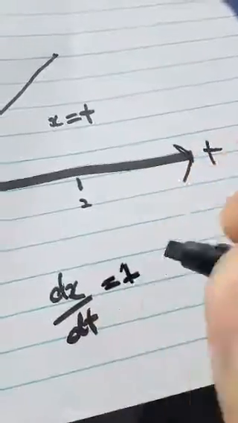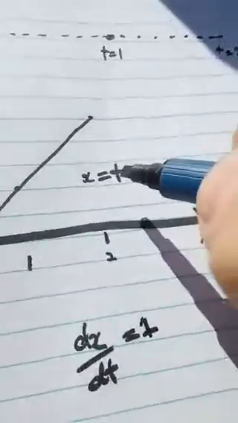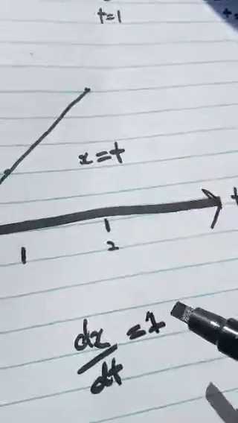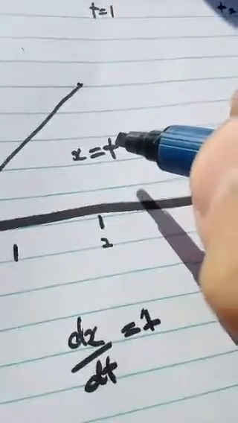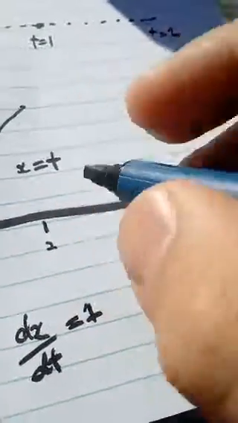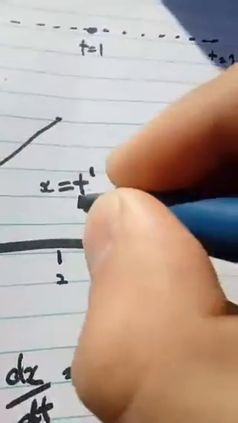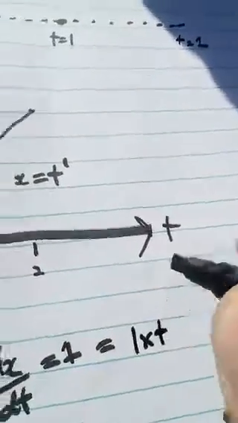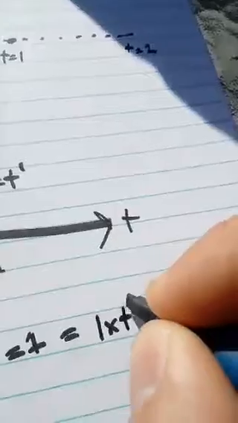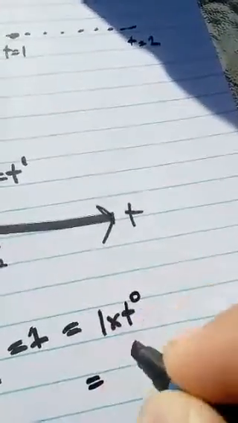equals 1. That's it. Now, how did I get that? Well, all you have to do is this. This t is actually t to the power of 1. That 1 comes down and becomes 1 times t, and that power goes down by 1 to t to the power of 0. 1 times t to the power of 0 equals 1.